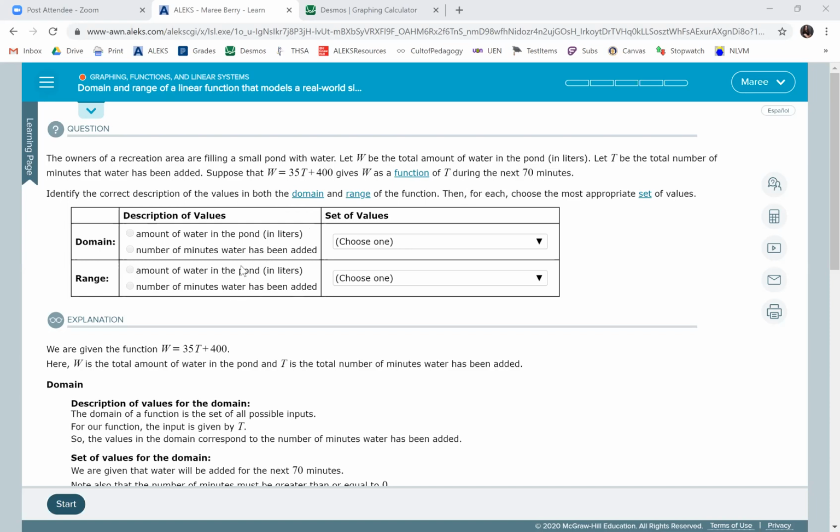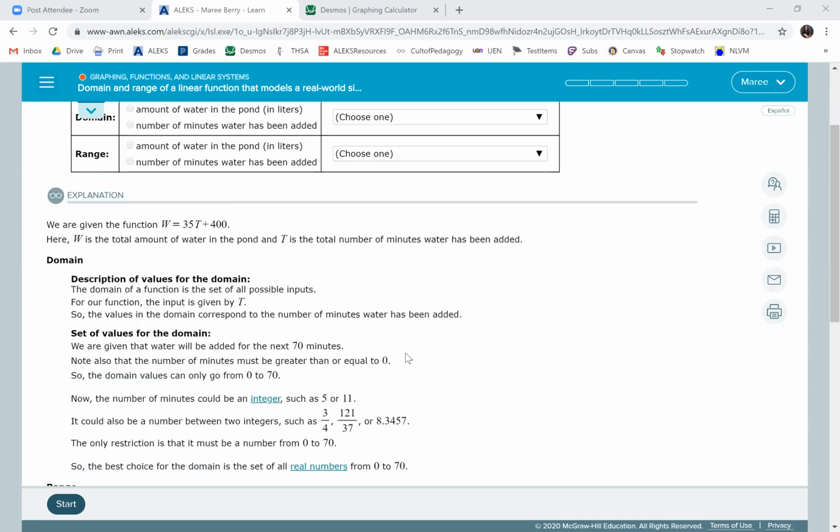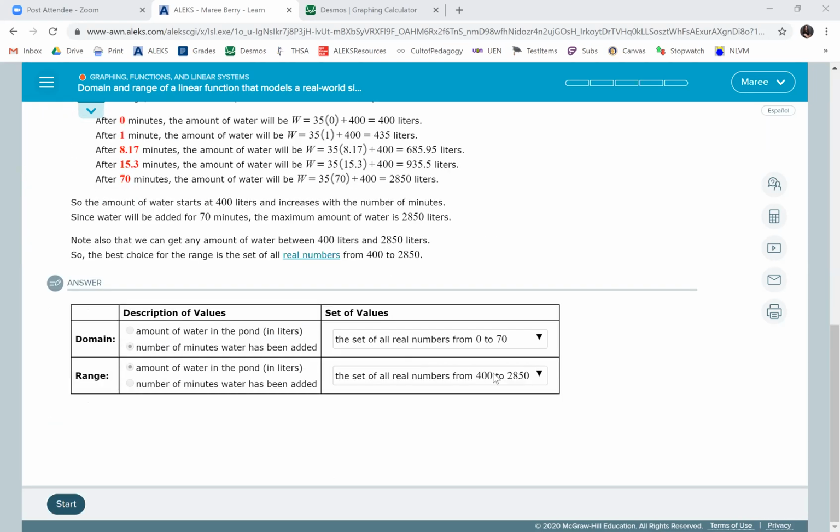And then the range, the amount of water. We have to figure out how much water is there when T is 0. So the lowest is going to be 400. And then the highest will be whatever goes with the 400, that's the lowest. So you can see here that they have that 400 to 2850. They won't have any others that start at 400. So you just pick the one that starts at 400.